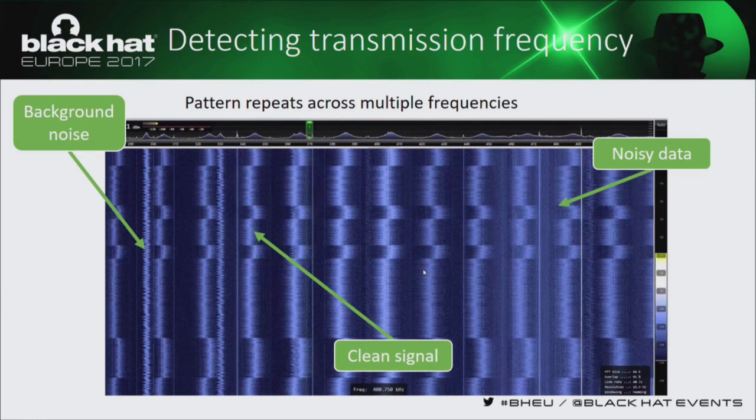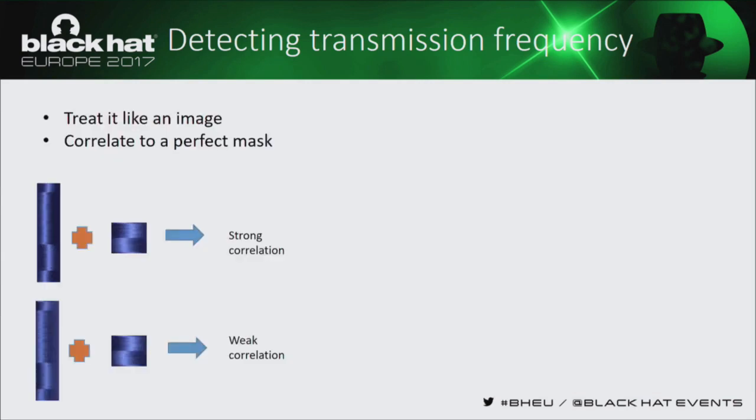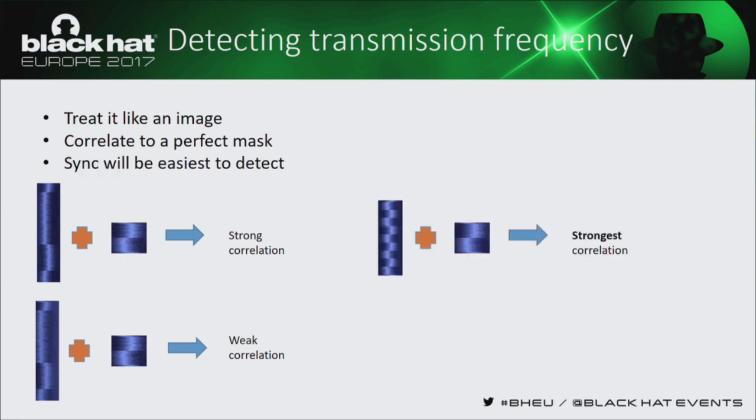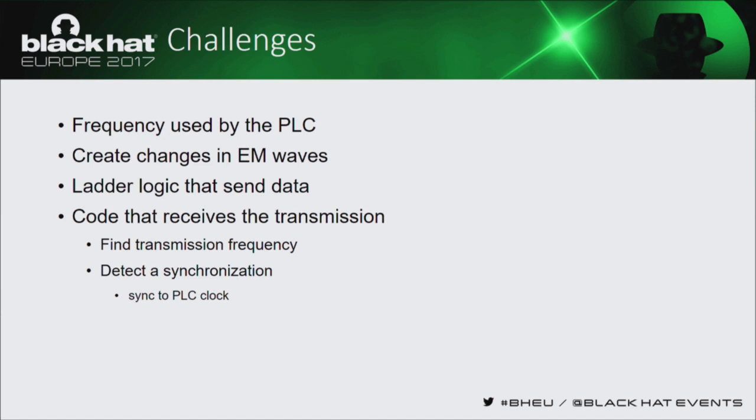To do that, we first think of this whole thing as an image. We forget it's a frequency. It's frequencies and time, and we just think of it as an image. And then we use correlation. We take a simple basic block of a transition from 0 to 1, and we correlate it to the image. Correlation has this nice property that it will be stronger if the noise is weaker. And it will be especially strong during a synchronization pattern, because a synchronization pattern has most of those transitions from 0 to 1. Great, so now we can automatically detect the optimal frequency to work with.